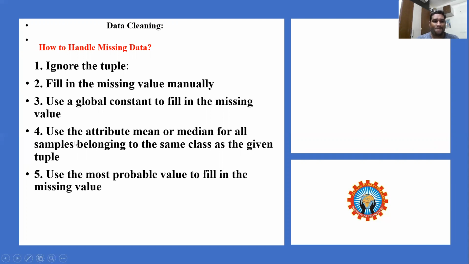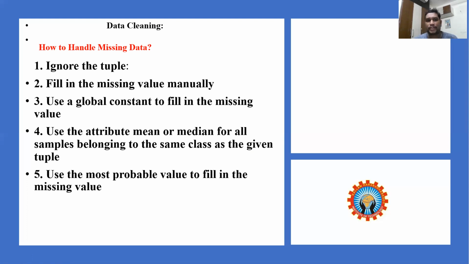And the fourth one is to use the attribute mean or median for all samples belonging to the same class as the given tuple. You have the 4 values, calculate the mean value and present the value, or calculate the median value and present the value. And the last one, use the most probable value to fill in the missing value. Based on some scenarios, you fill in that probable value, using some algorithm such as a random generator.